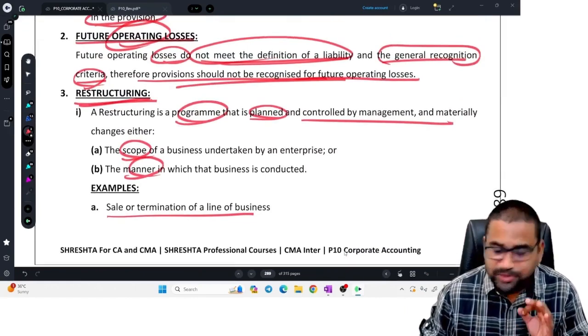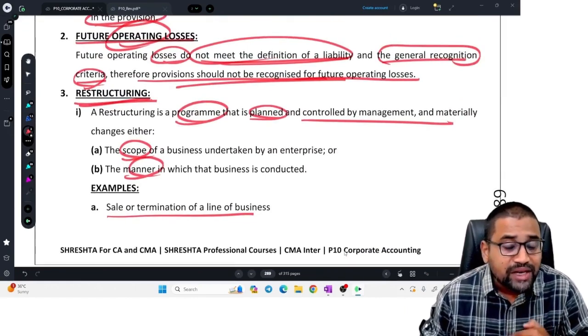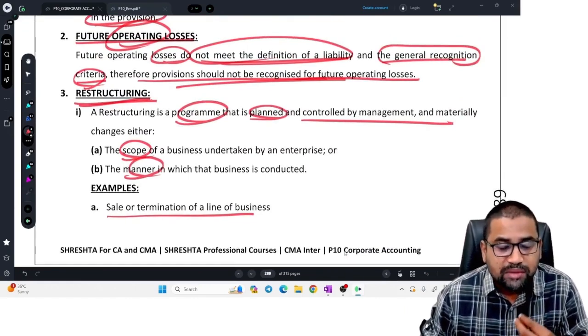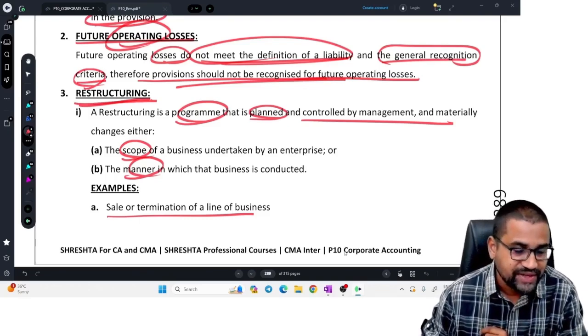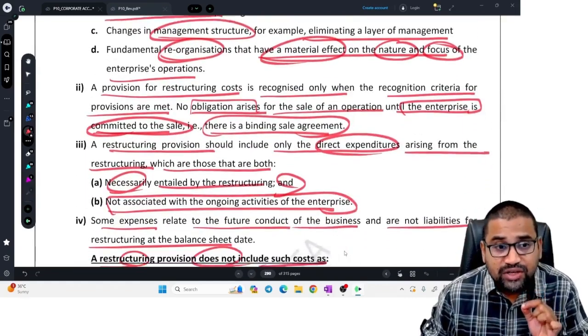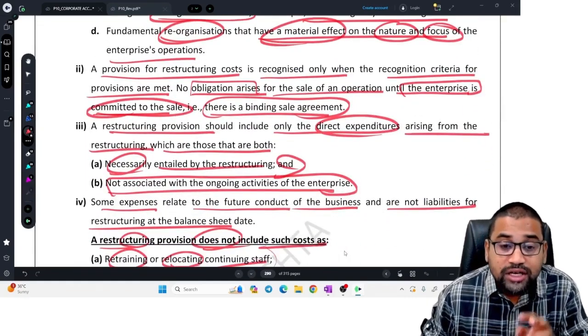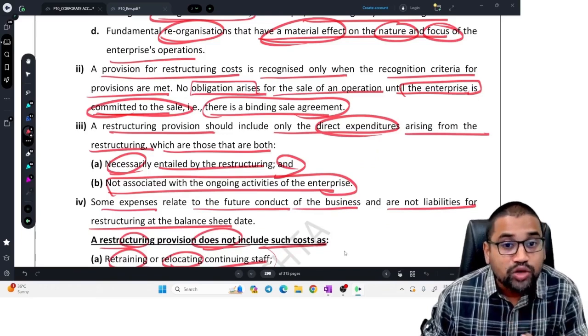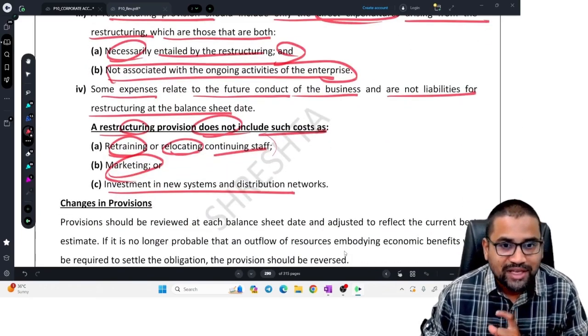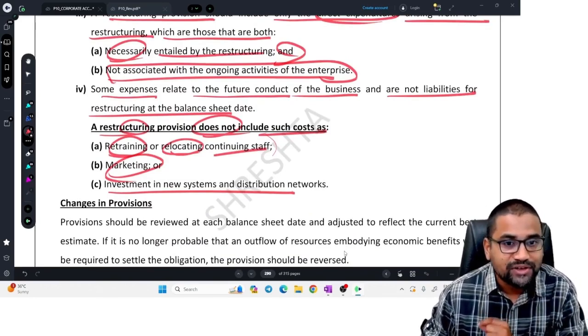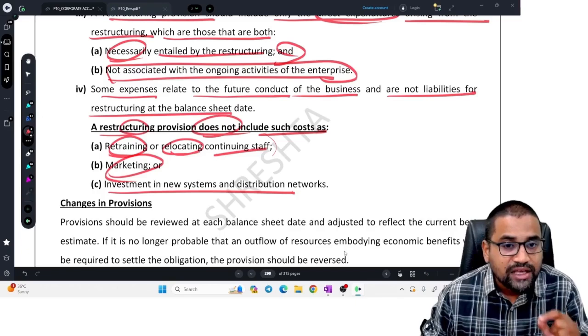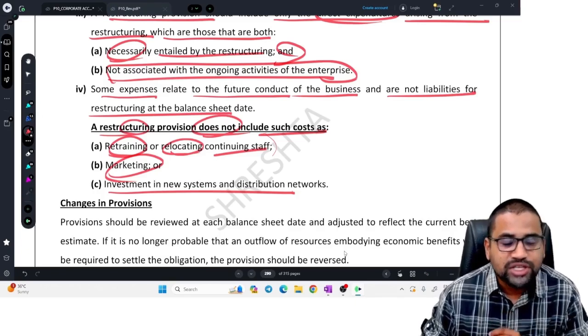So there is a concept called restructuring, and whenever a company announces restructuring, whatever cost the company is going to incur, for that they can create a provision provided those three conditions are satisfied. And this restructuring cost includes only the direct expenditure because of the restructuring, and does not include any cost relating to the ongoing activities of the business, like any retraining cost, any relocating of the continuing staff, any marketing expenditure, any investment in new systems or distribution networks. Don't include them.